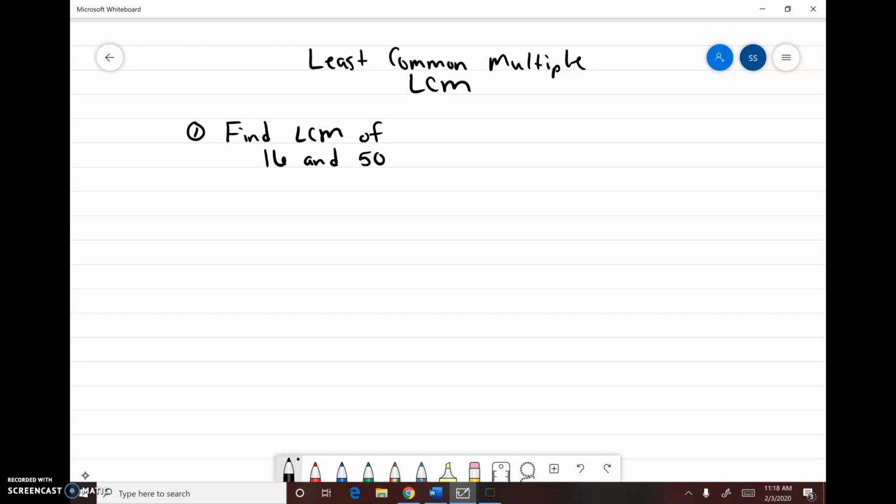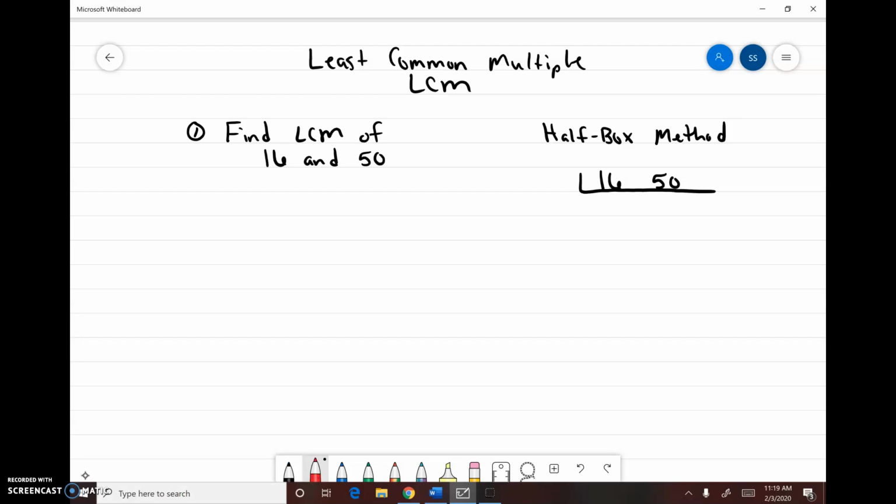When you're finding the least common multiple between two numbers, there's a couple of different methods you can use. I want to introduce one called the half box method. This is the way I want us to find the LCM between numbers. The way this half box method works is we take our numbers, write them down, and put a little half box around them.